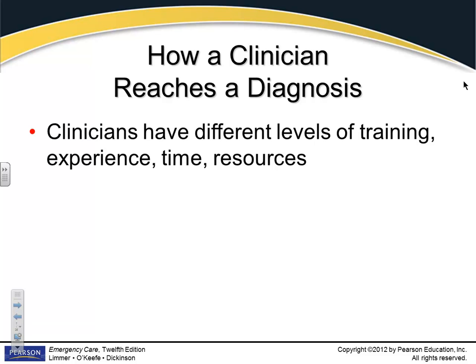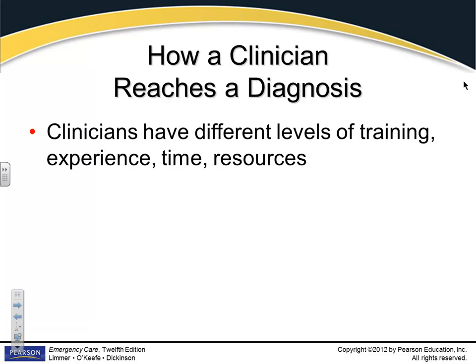Like I'll reach a diagnosis differently than you will for several reasons. What reasons would I reach a diagnosis differently than you? Okay, I have a lot of experience. I've been doing it a lot longer. What else? A lot of training. Yeah, I have a higher level of training. So mine's going to be a little bit different than yours, but you're going to be there. That's what we're trying to get to.